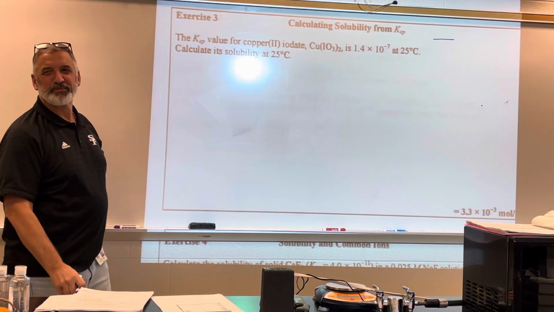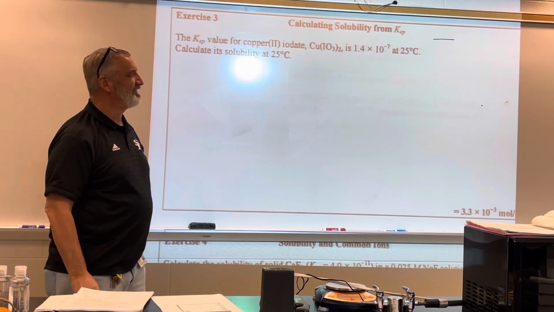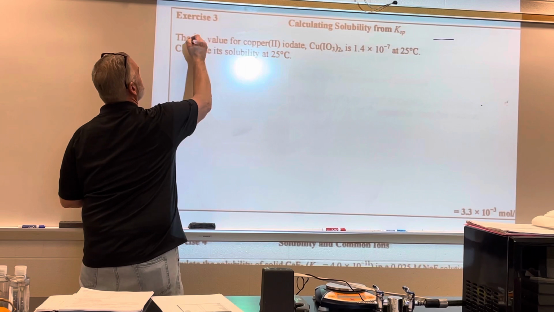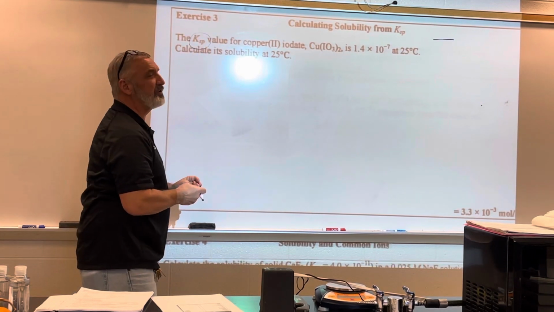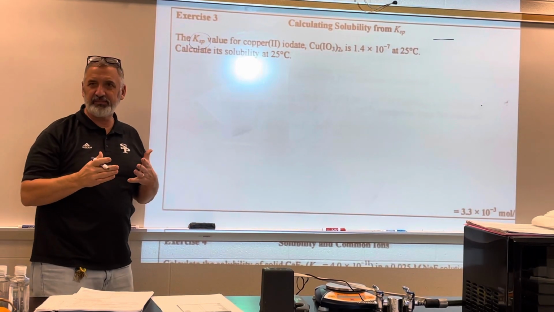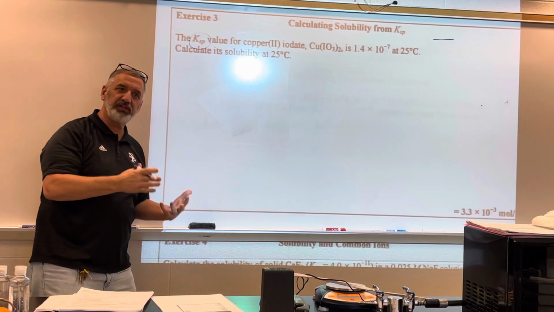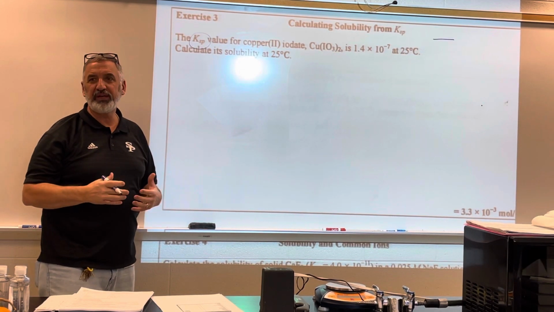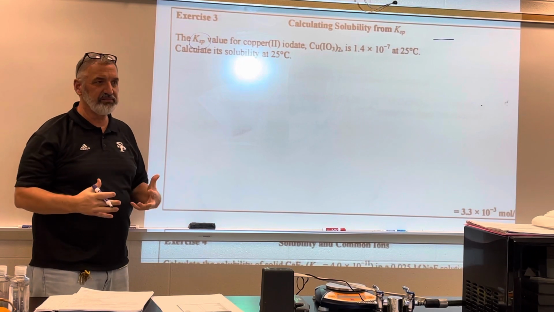All right. So, when I look at this, the KSP, as soon as I see KSP, I know I'm dealing with an insoluble solid, which doesn't make sense. We're dealing with the solubility of an insoluble solid, but we want to know how insoluble is it? How limited is the solubility?